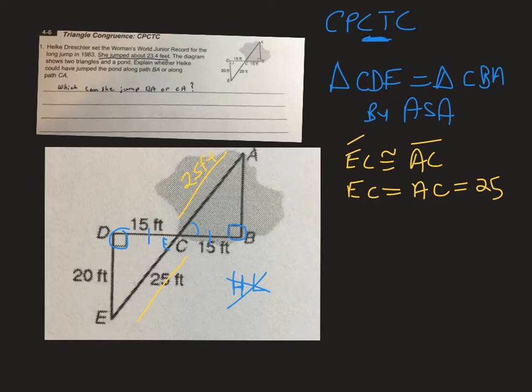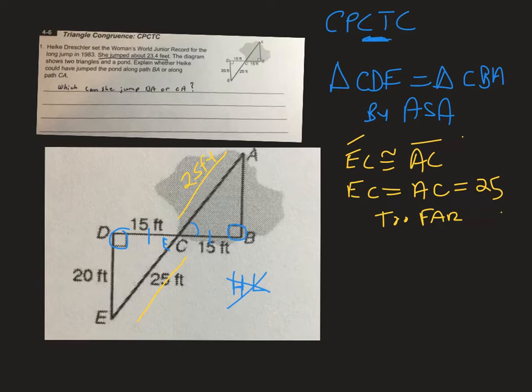So could Heike jump that? No, she would get wet. It's too far. She can't jump that. And right now we're using the corresponding parts of the congruent triangles to show that they're congruent, so we can make this conclusion.